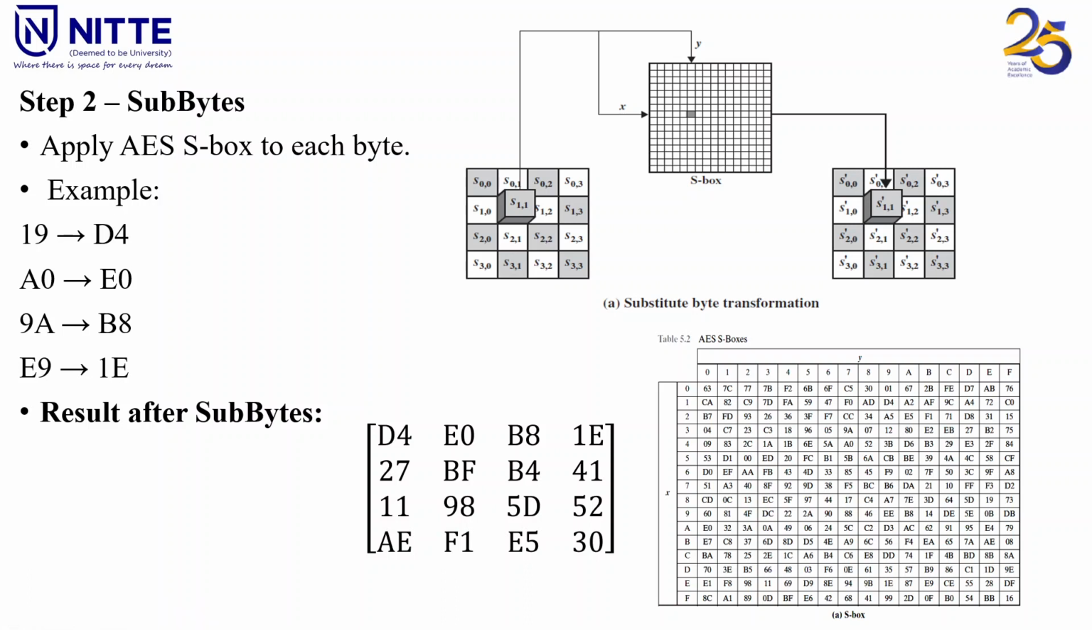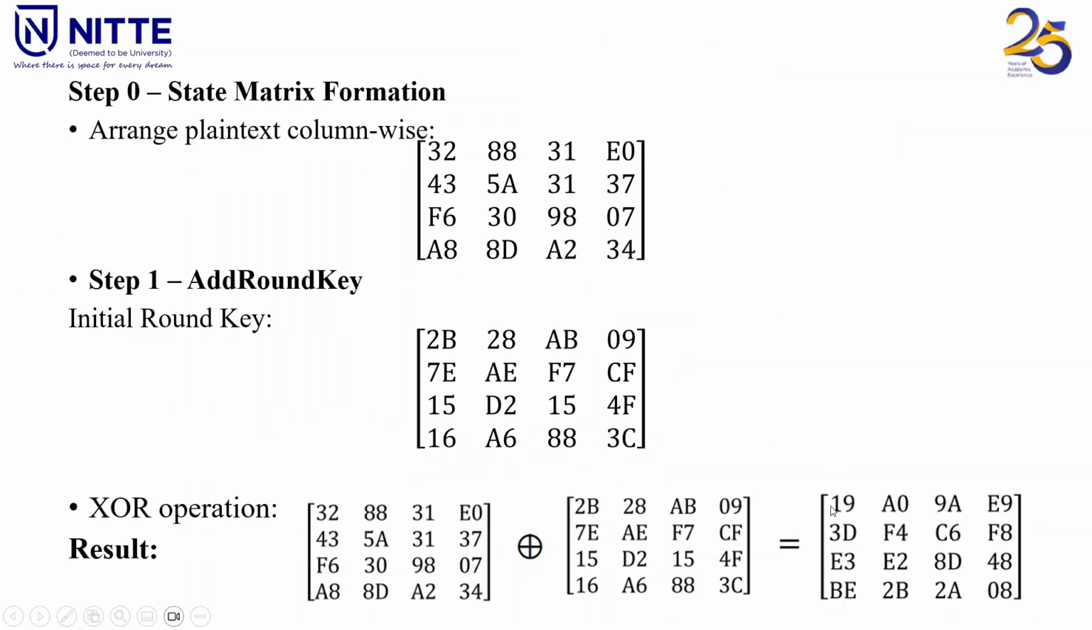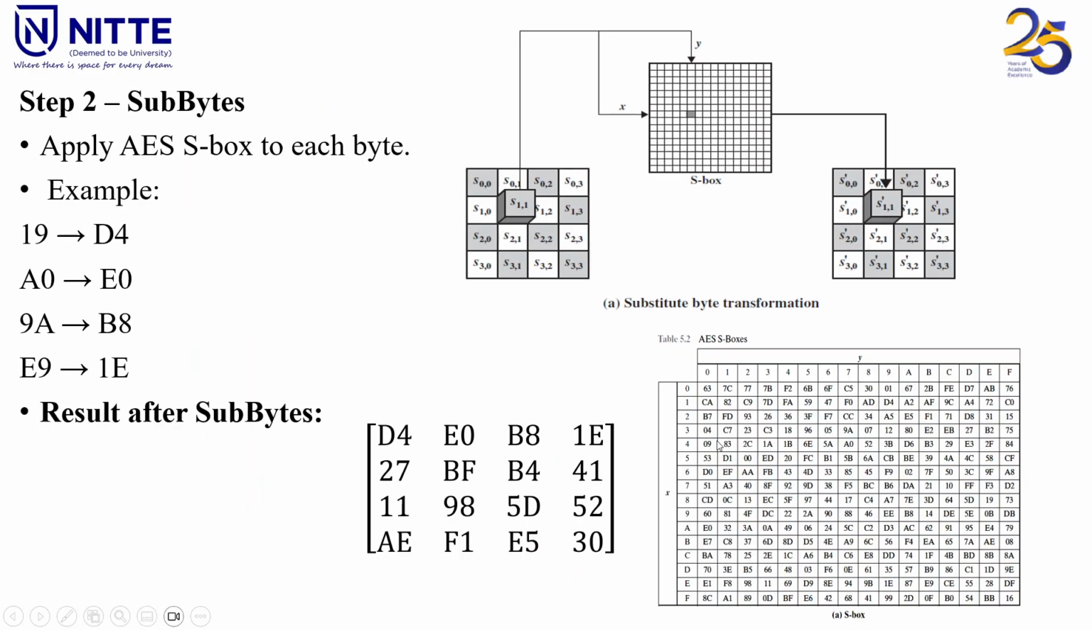So this is how all the numbers in the previous step are converted. We have a 4 cross 4 matrix of all the elements, and we are converting each into the equivalent value available in the substitution box. So this is the answer we get: D4, E0, B8 and 1E. Here 19, A0, 9A, E9 are converted into D4, E0, B8, 1E. Similarly, the other elements also have to be replaced using the S box.